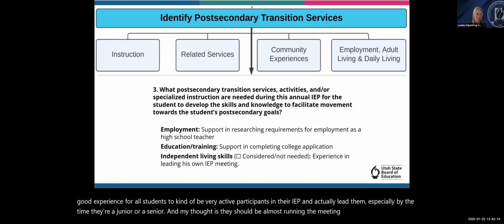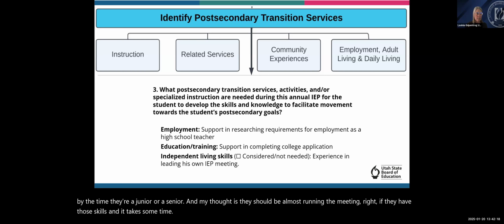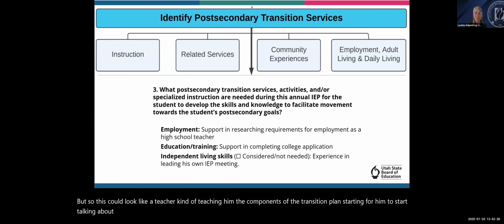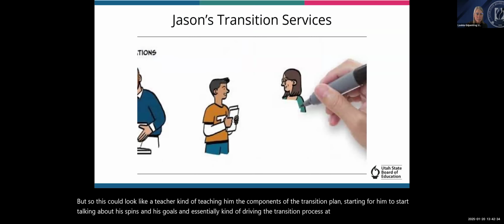If they have those skills, and it takes some time, this could look like a teacher teaching him the components of the transition plan, starting for him to start talking about his strengths and his goals, and essentially driving the transition process at his meeting. So those are his services. Let's watch his video real quick.